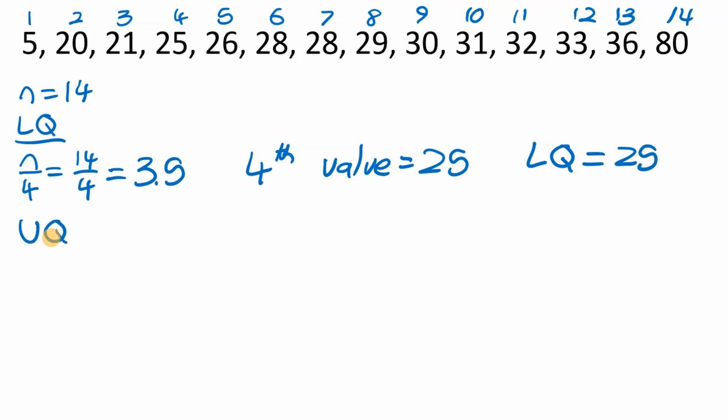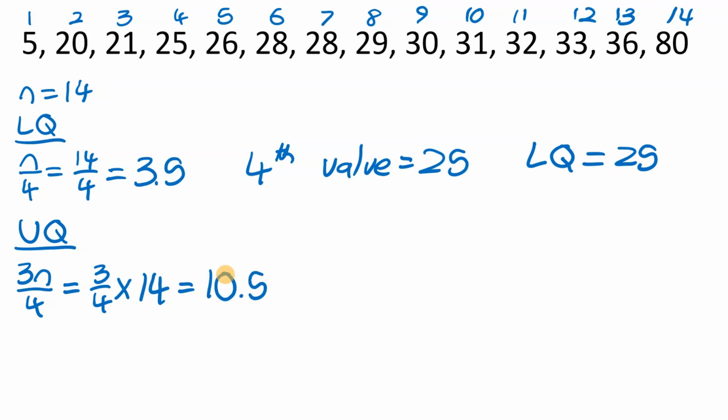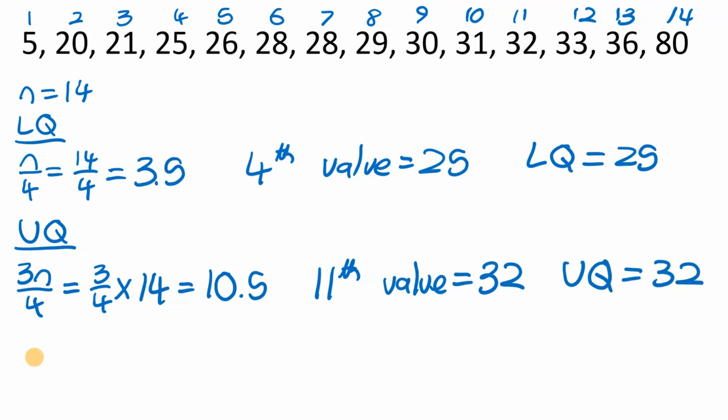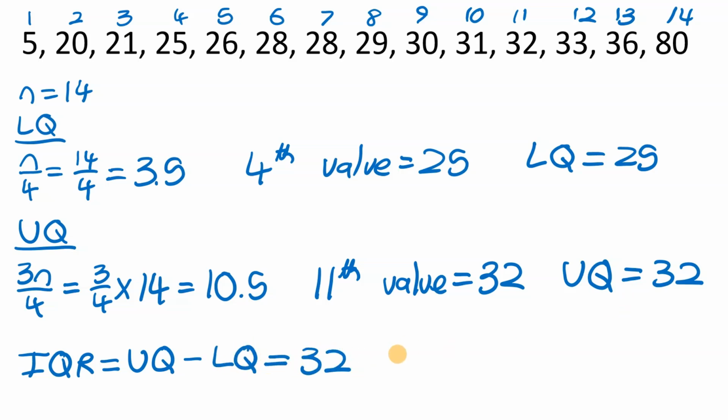Now let's find the upper quartile. So we need to find 3n over 4. This is going to be 3 over 4 times 14. So this is going to be equal to 10.5. This is another decimal, so we need to round this to the next whole number, which is 11. So this is the value that we're going to find, and the 11th value we can see is 32. So the upper quartile is equal to 32. Therefore the interquartile range is equal to the upper quartile minus the lower quartile. So it's going to be 32 minus 25, which is equal to 7. So this is the interquartile range.